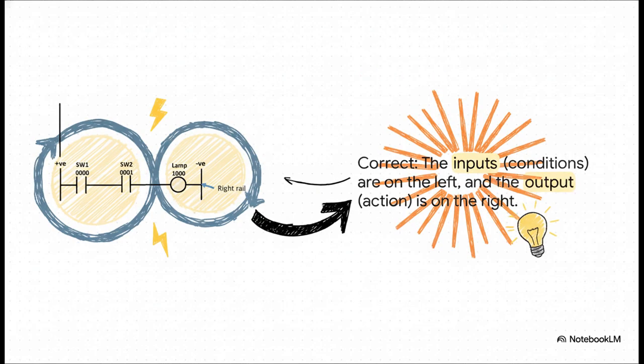Okay, so here's how you do it right. The inputs, SW1 and SW2, they're on the left. They are conditions. You can read this as if switch 1 is on and switch 2 is on. And the output, our lamp, is over on the right. That's the action. Then turn on the lamp. See? If, then. It's simple, it's logical, and it actually works.